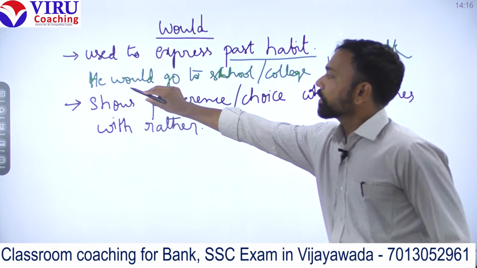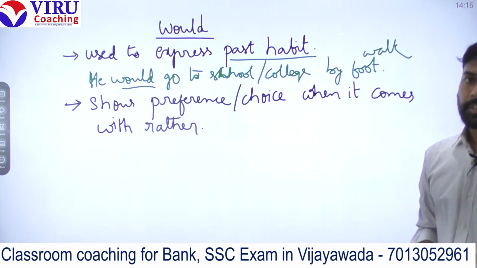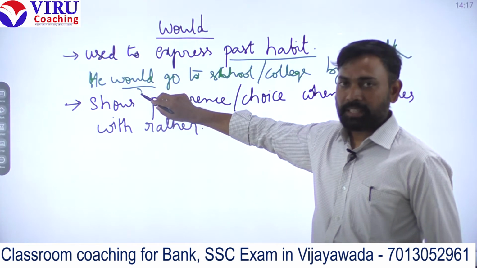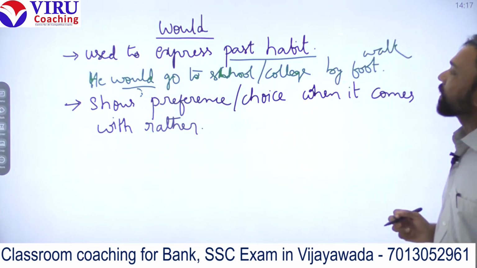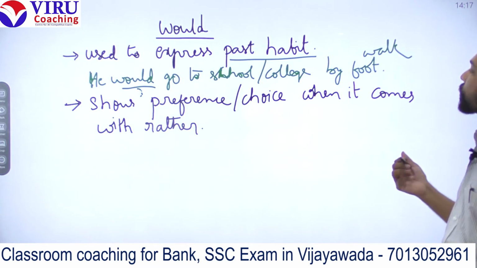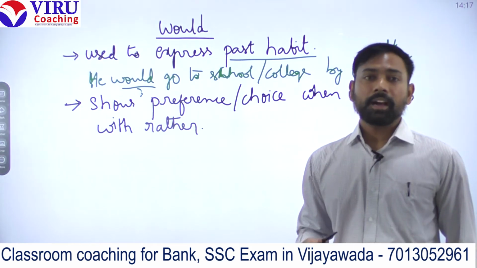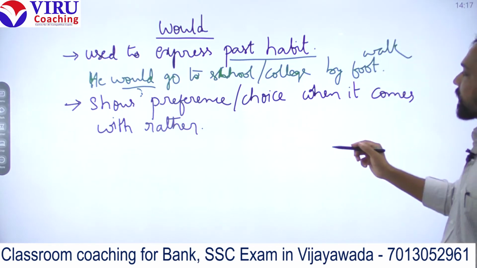So would shows the past habit. So it still implies past meaning, a habit which was in the past. He would go to school by foot. He would go to college by bicycle. He would go to office by car. All right. So let's see the next point.